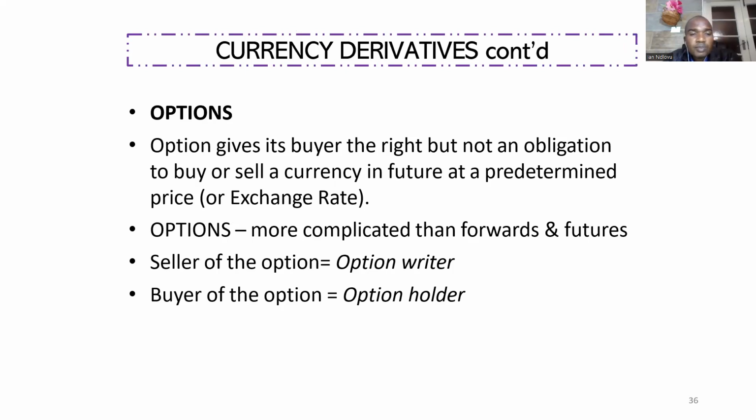When you are looking at options, options give the buyer the right, but not an obligation, to buy or sell a currency in future at a predetermined price or exchange rate. So when you are looking at options, the buyer has the right, but not an obligation, to buy or sell. So it's also a hedging technique, but it doesn't bind the person who possesses that asset or that derivative.